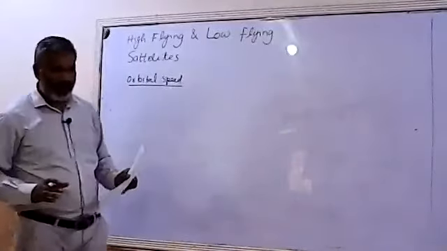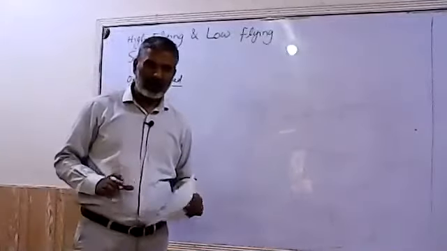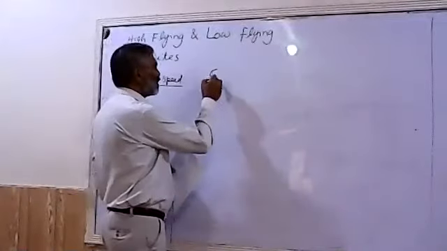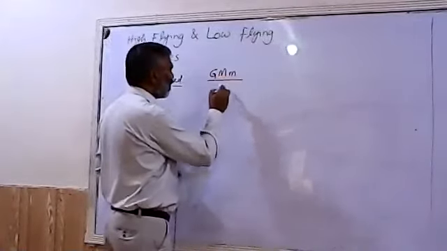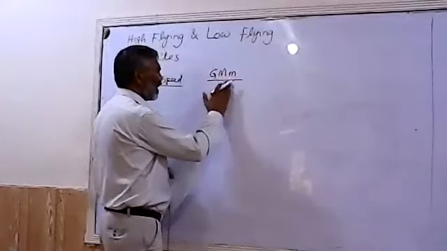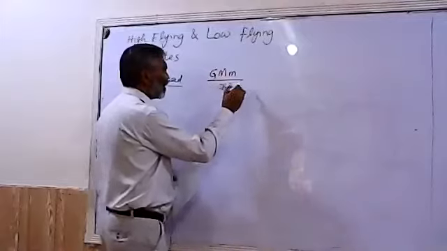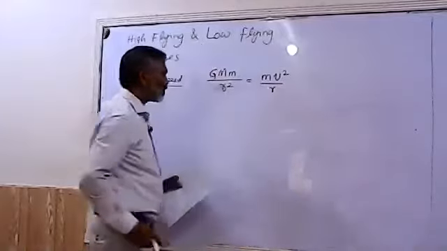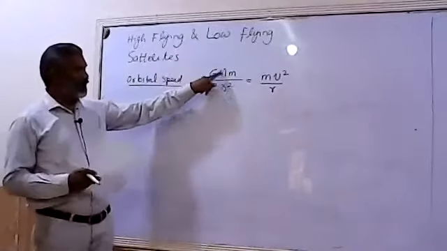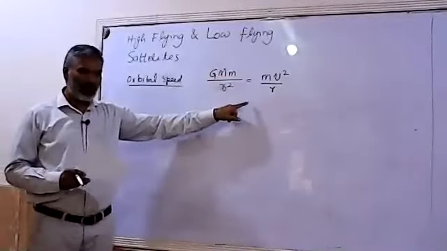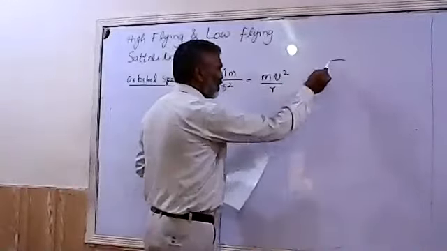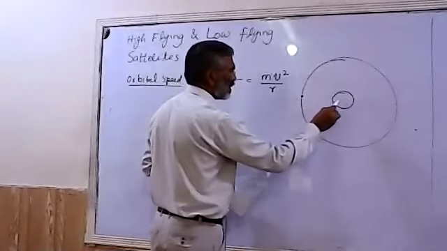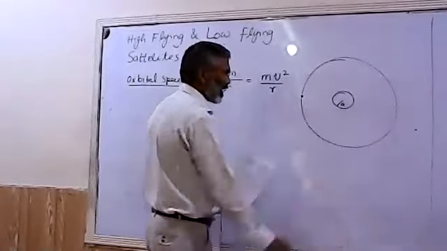Whenever you want to work out the orbital speed, you want to derive the expression for orbital speed, you always start from GMm over r square, and I should write small r here, is equal to m v square over r. This is the gravitational force on any satellite which is orbiting the Earth. And this is the radius of the planet Earth.